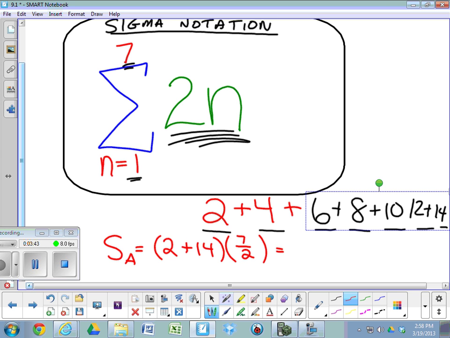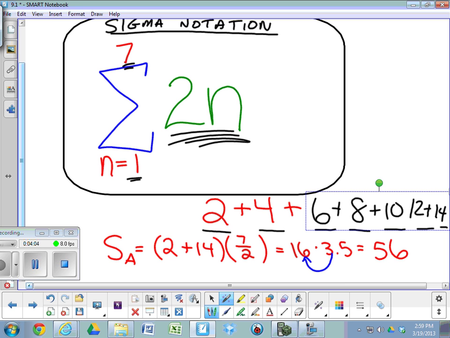So what's the sum? 16 times 3.5. 48 plus 8. 56. If you want to know why I did 48 plus 8, I did 3 times 16, which is 48, plus half of 16, which is 8. And 48 plus 8 is 56. So that's how sigma notation works in that direction. They give you the formula, you calculate it.